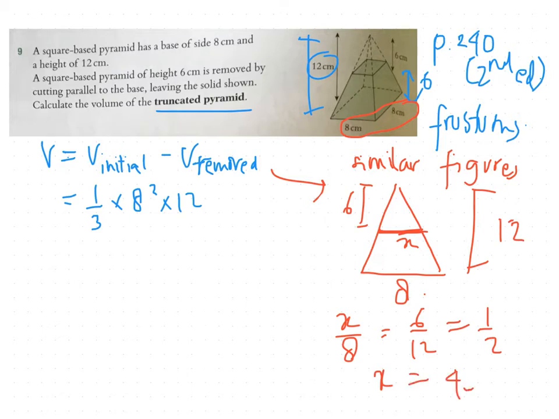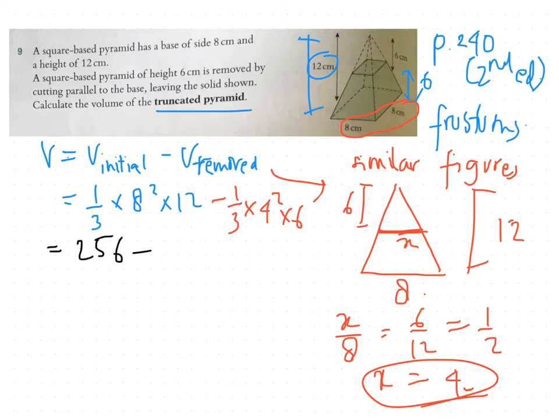Okay. So knowing the ratio, the connection between the smaller pyramid and the bigger pyramid, could help us understand this idea, which is actually finding the volume of the truncated pyramid. You can use similar figures as well if you want, but if not, then this one can be done as well. So 1/3 times 4 squared times 6, because we get the 4 from here. So we would be getting 64 times 4, which is 256, minus 32, which is 224 centimeter cubed.